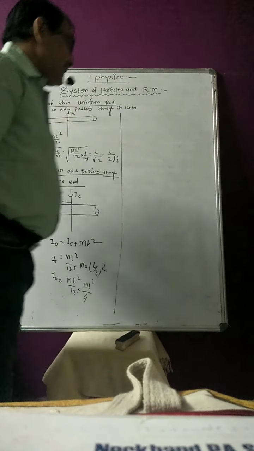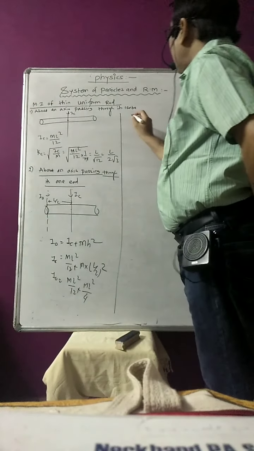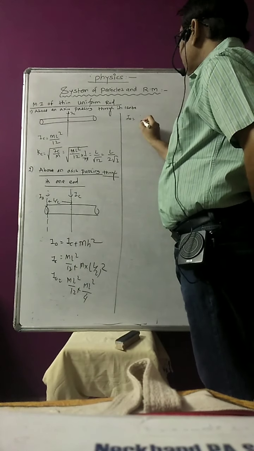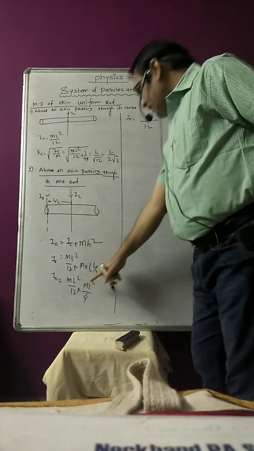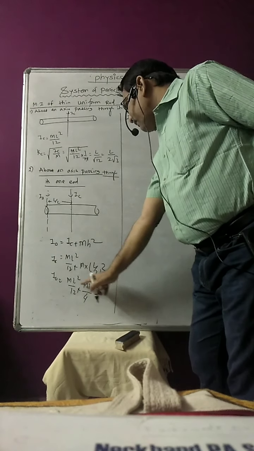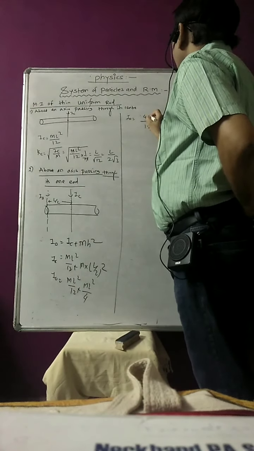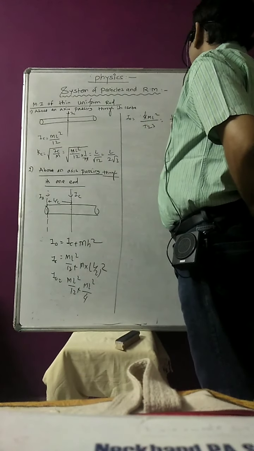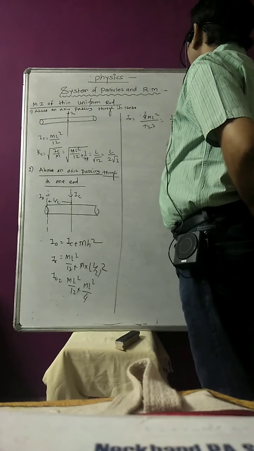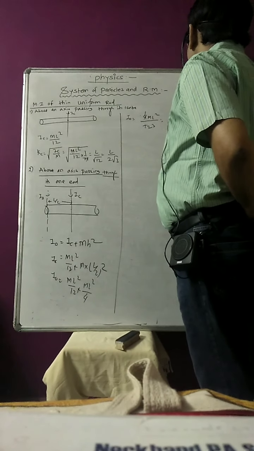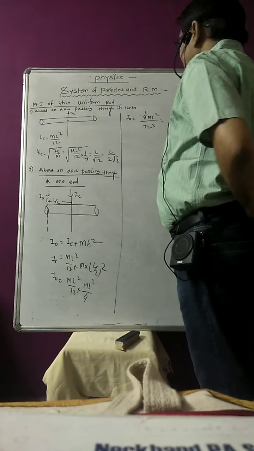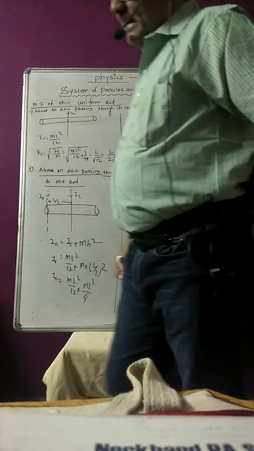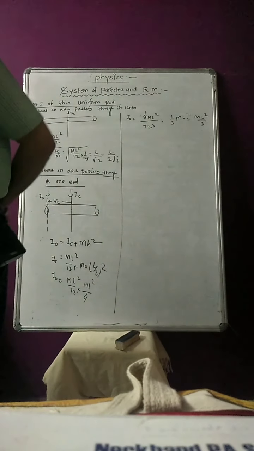If I calculate this answer, your I_O will be equal to ML square. The LCM is 12, so 12 on the 12, 4 threes, I will get 3 plus 1, which is 4 ML square by 12. 4 on the 4, 4 threes, means 1 by 3 times ML square. Or we can say this formula is ML square by 3. So that is the moment of inertia of a rod about its one end. What is that answer? ML square by 3.